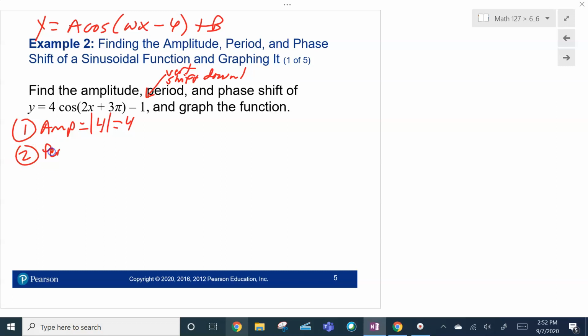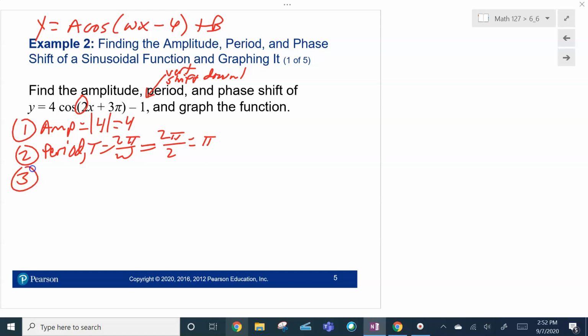Our period, 2 pi over omega, which is 2 pi over, notice our omega is 2. So we've got another period here of pi. Okay, so when we do our key points, we want to cut that in fourths, or at a fourth of that, so going up by pi fourths each time.